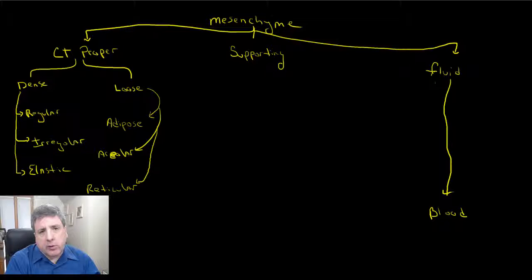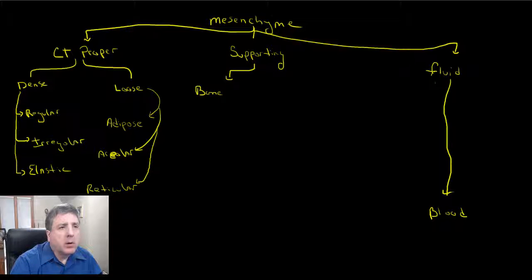And then the elastic tissues, those allow for stretch and recoil, and you'll find those in structures like the arteries. Okay. Supporting connective tissue, two flavors of this. We're going to have bone, and then we have cartilage.